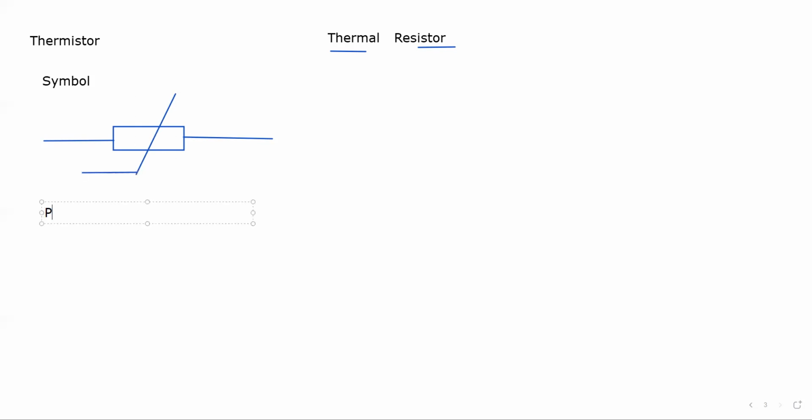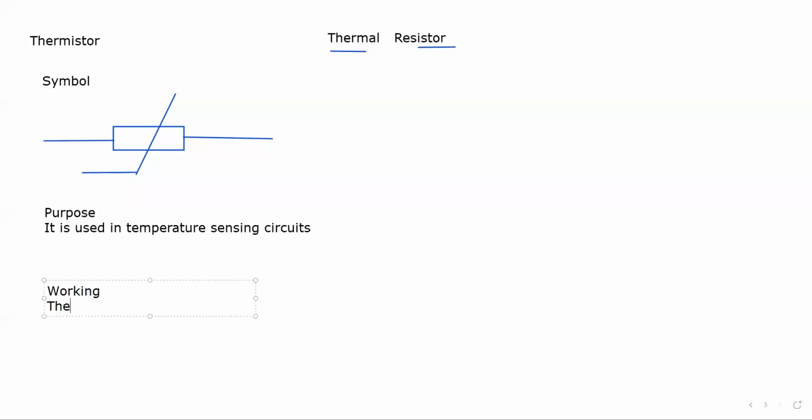What is the purpose? Because it is a heat resistor, its resistance changes with temperature, so it is used in temperature sensing circuits. Like some of the circuits are working at different temperatures. So which component is effective for that circuit? Thermistor. How does it work? The working of a thermistor.